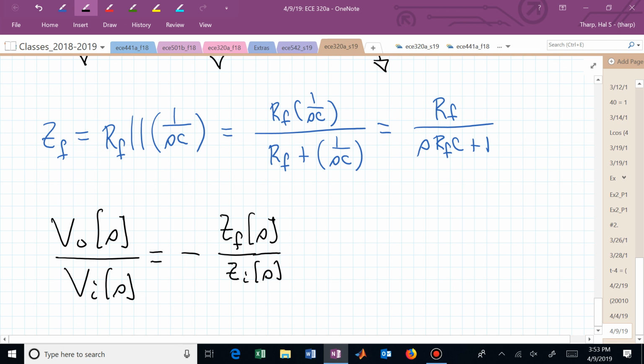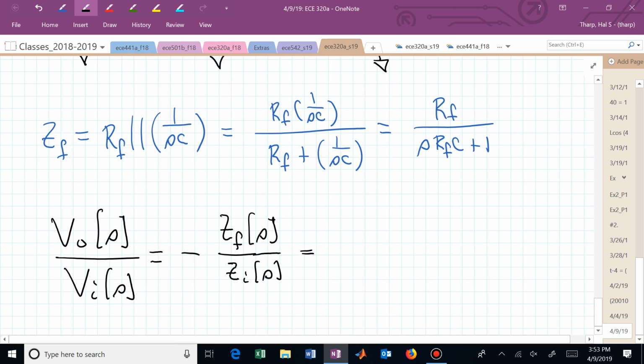And now you can see how you can go home and play with this and say, let me make Z sub I a little different than just a resistor. Let me make Z sub f something different than what he did in class. Let me do it as a series combination, for example, and see what happens. What kind of circuit or filter do you build?